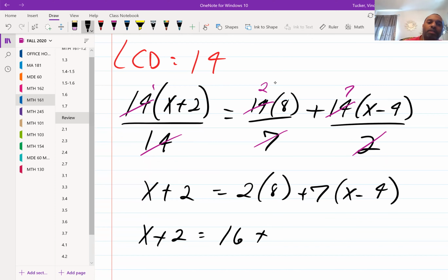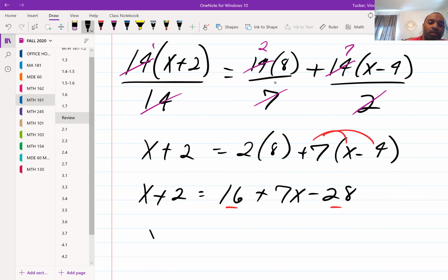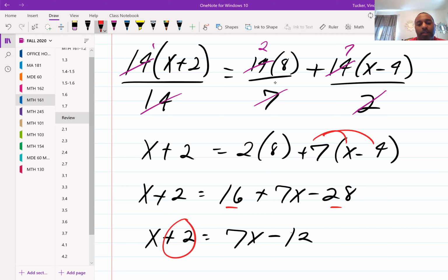Maybe 16. Seven x minus 28. So before I go any further, anybody have any questions? Everybody good? All right, on the right side, we can combine the like terms. So 7x minus 12. And Mr. Coley, you didn't bring this 2 over to make it a 14.